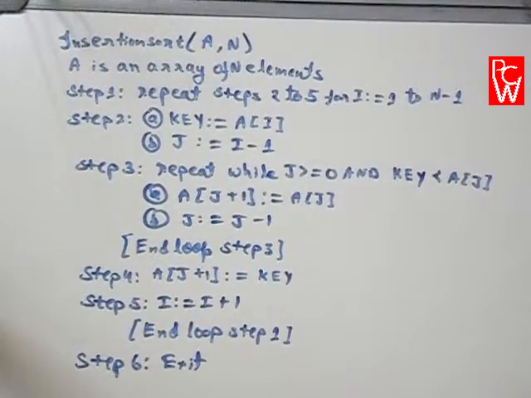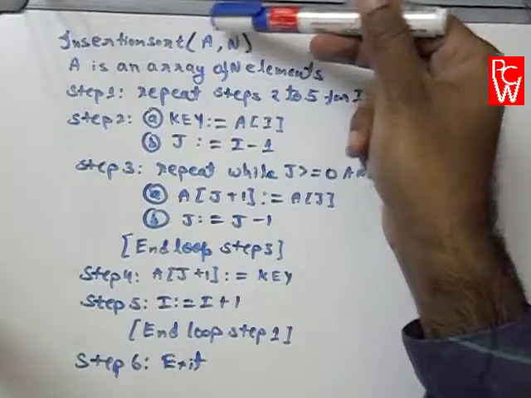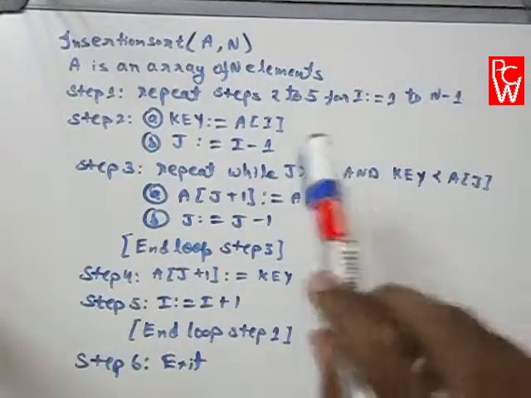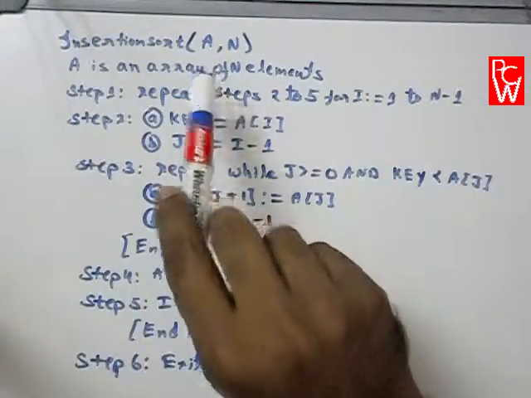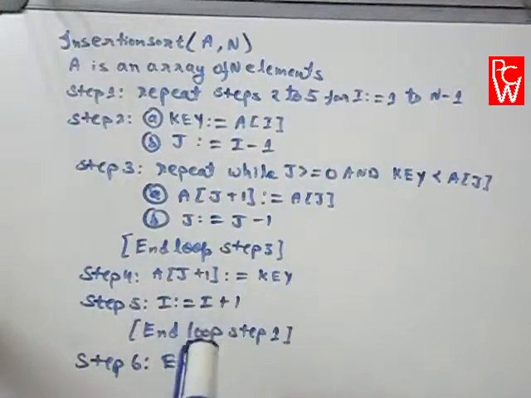Till now we have seen how insertion sort works and we have seen a program related to that. Now here is an algorithm, the simplest algorithm which I have created. In this I have given the name as insertion sort. Here A and n are two elements. A is the name of the array and n is the total number of elements in that array.